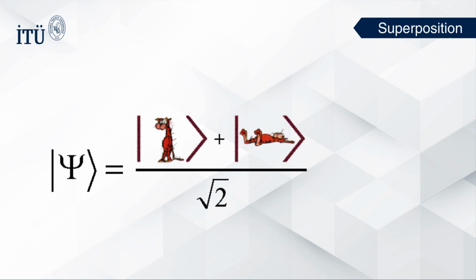If alpha equals beta and both are 1 divided by the square root of 2, like that, it means the qubit is in an equal superposition of both 0 and 1 states. This means that when the qubit is measured, it has a 50% chance of being found in state 0 and a 50% chance of being found in state 1.